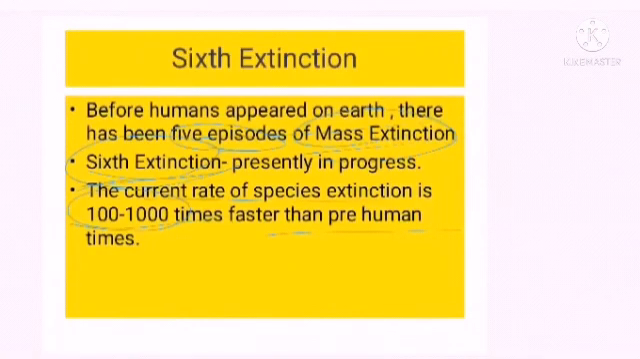Before we were there, in the 5 episodes, extinction was taking place slowly for some reason, not that fast. But after humans came, extinction is taking place at a faster rate. That is the 6th phase of extinction. We call it the 6th extinction, and how much faster is it? It is 100 to 1000 times faster.